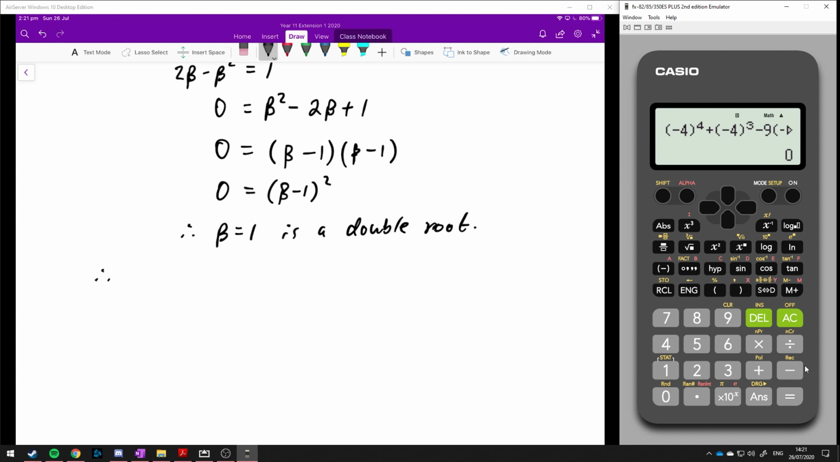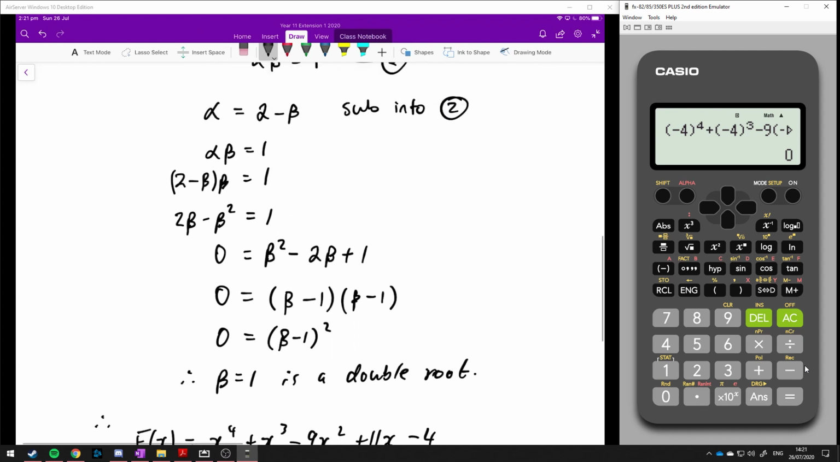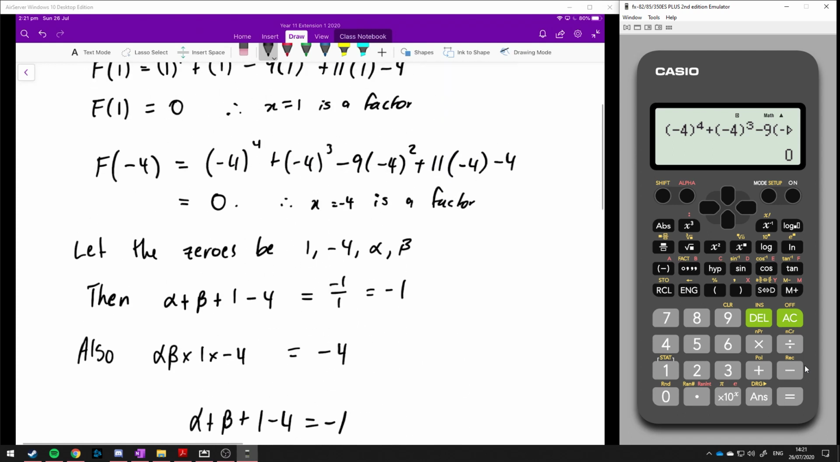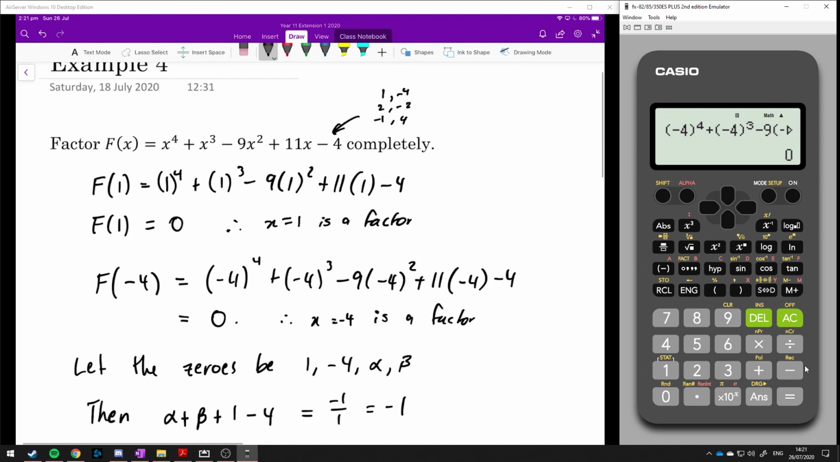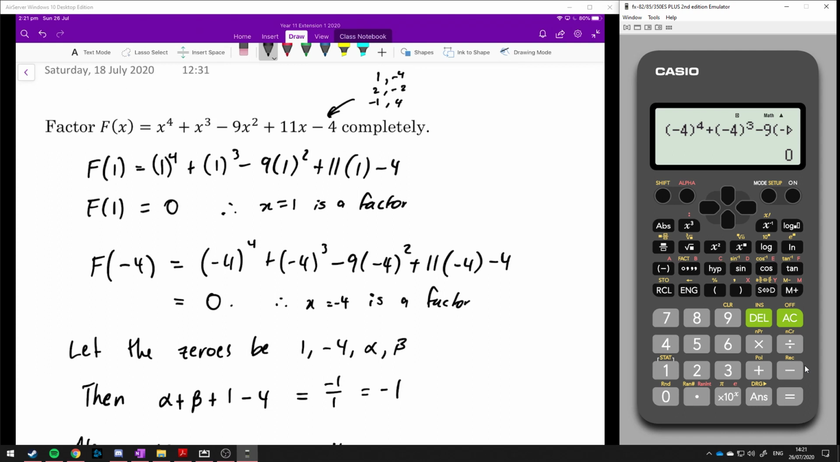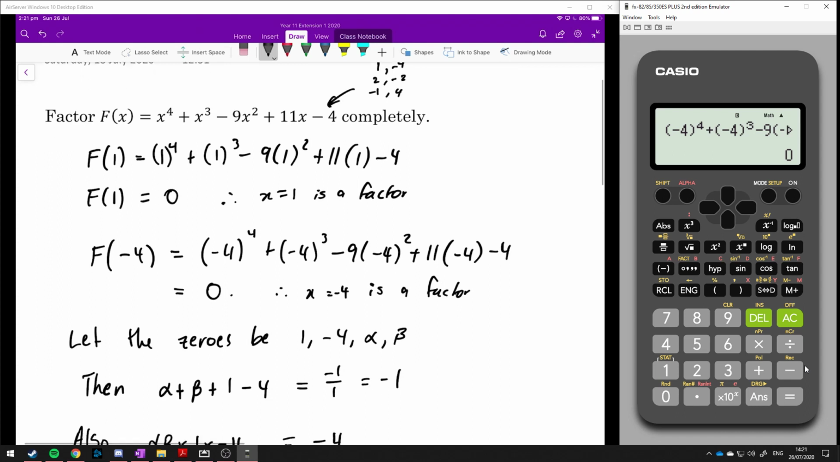So therefore, we can now write this in factored form. So f of x is equal to x to the power of 4 plus x cubed minus 9x squared plus 11x minus 4, which is equal to, so we've got the double root, so it's going to be x minus 1 all squared, and then we've got the other values, our other roots, which we guessed before, which was x minus 1 again, I think, actually, so it should be a triple root on that.